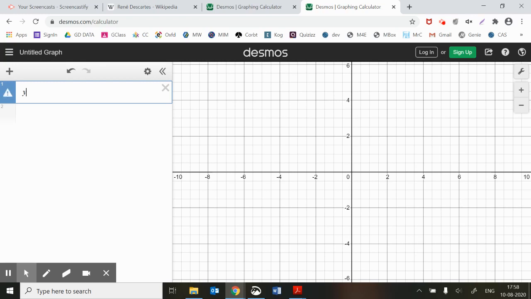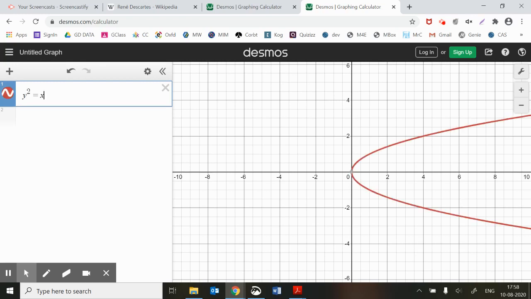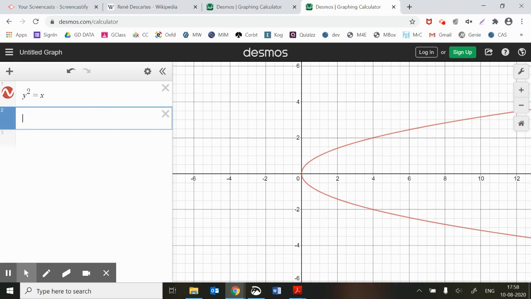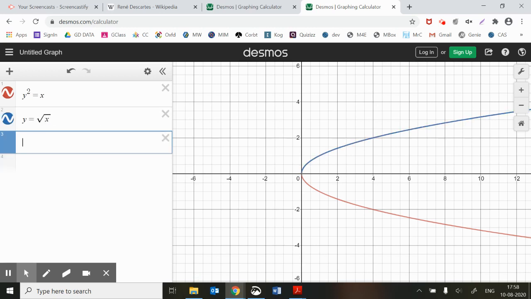Ooh, let's type in y squared equals x and see what we get. Oh, that's what we were talking about in the last one, in the last exercise. There's our graph, which can be split up into, let's see if I type in square root, oh yeah, square root of x. And the bottom half is going to be y equals minus the square root of x. There we go, the bottom half. Okay, so I mean, this is super easy to deal with.